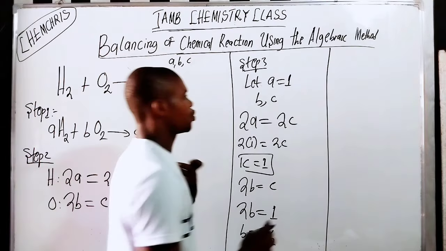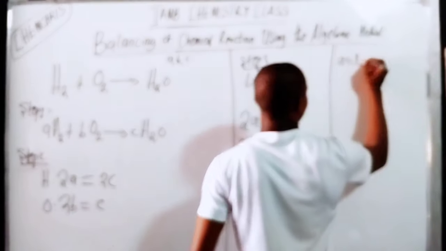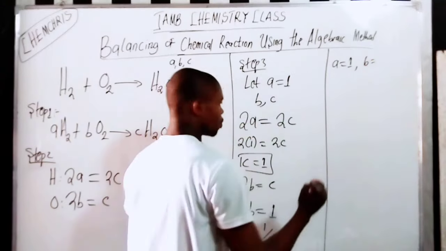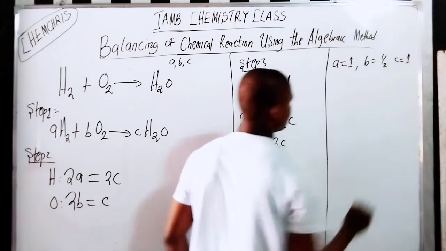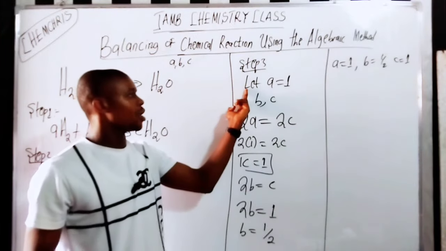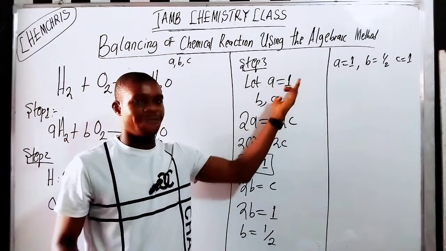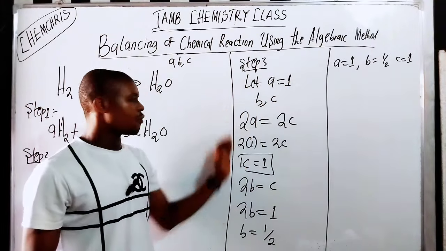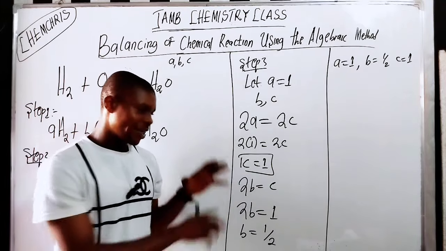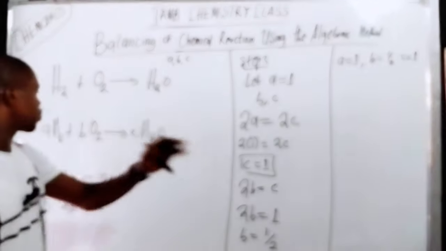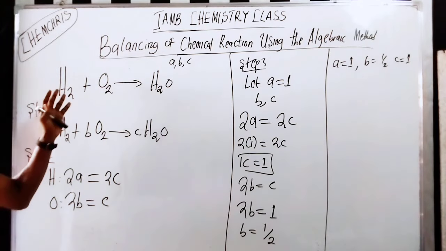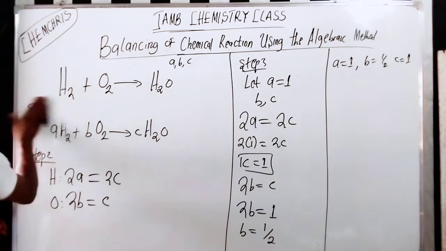So it means that I've got all my unknowns. A equals 1. B equals 1 over 2. Then C equals 1. Do you see that? That will be step 3. Step 3 is to equate A, the first one, to be 1, then solve for the other ones. You get that? Now, the next thing to do here is to substitute what you calculated into the equation. So let me write this out.